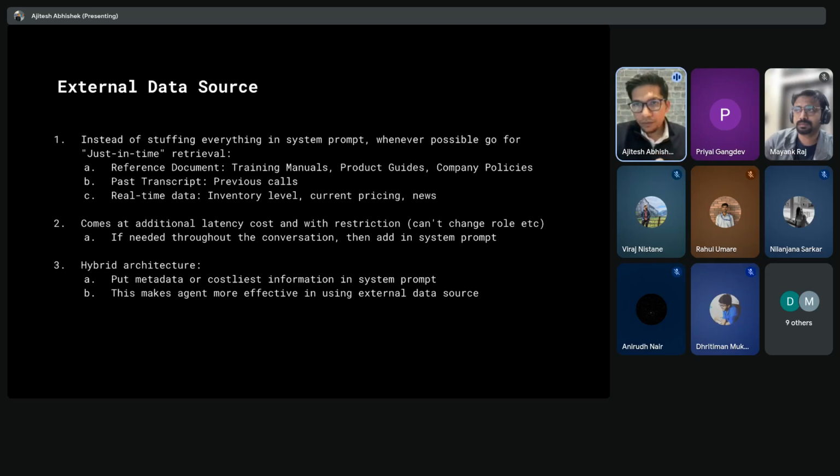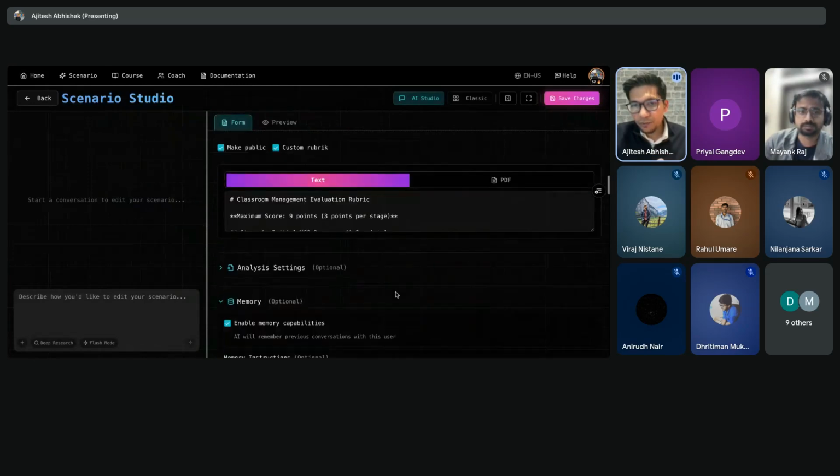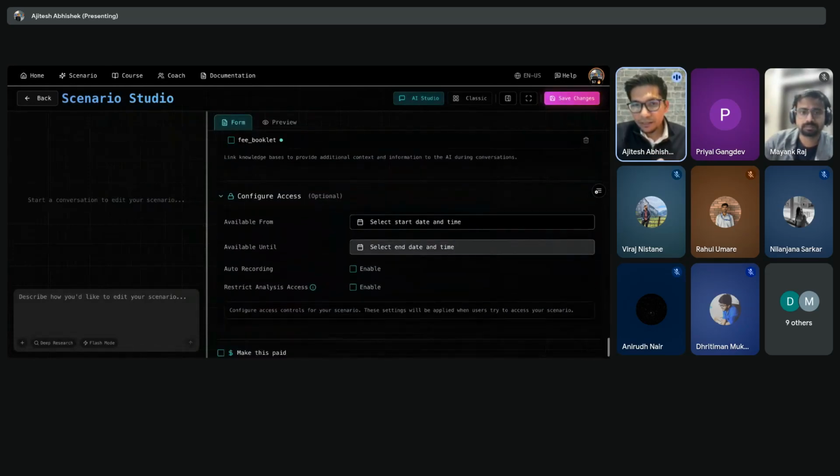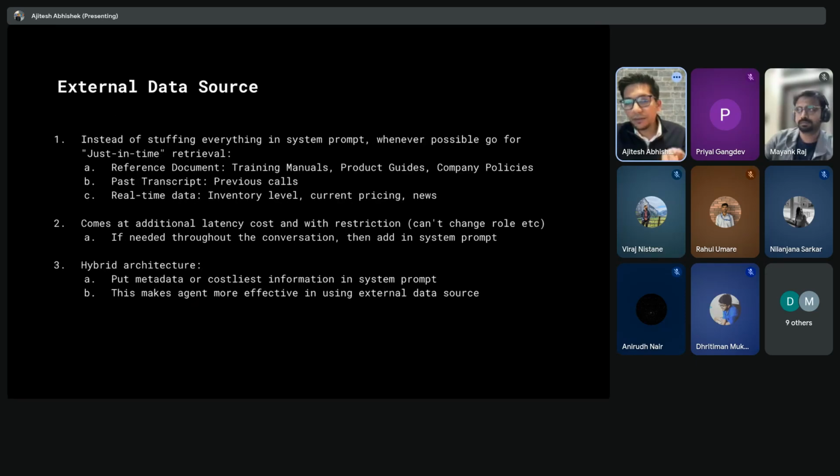So I'll quickly walk you through how to use just-in-time in the case of our portal. Every platform might have it different. In our case, if you go to knowledge base, you can upload the knowledge base here. And if you click here, anytime the agent has booklet kind of information, it will refer to it and make a call before answering the question. So if you are creating a sales coach, you would likely put the sales manual in the knowledge base. Those will become an external source that it will do just-in-time retrieval from.